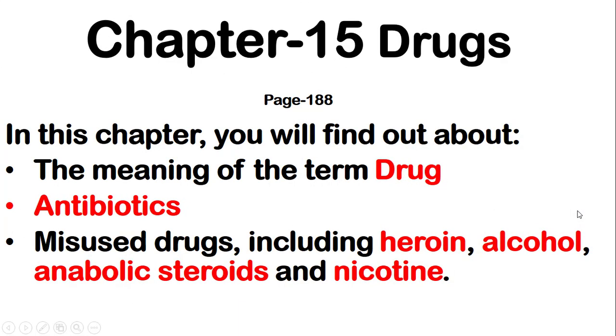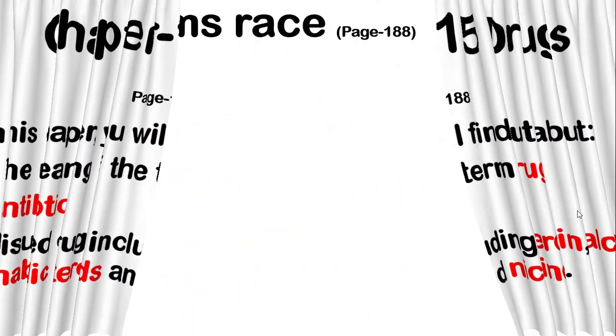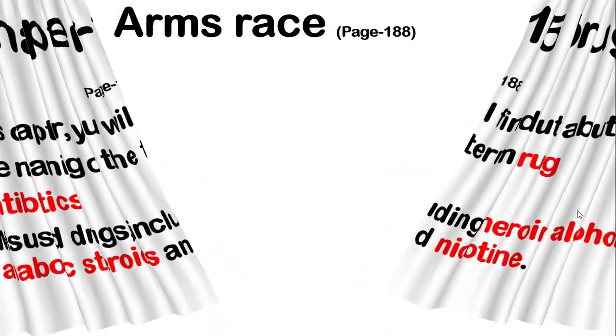Hi dear students, today we begin our lesson with chapter number 15, Drugs. In this chapter you will find out about the meaning of the term drug, antibiotics, misused drugs including heroin, alcohol, anabolic steroids and nicotine. Arms race, page 188.